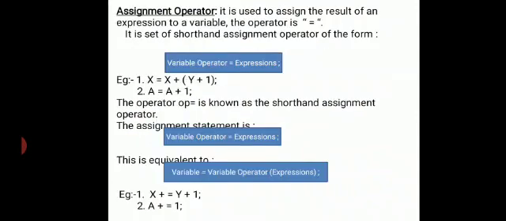Assignment operator. It is used to assign the result of an expression to a variable. The operator is equals to. It is a set of shorthand assignment operators of the form variable operator equals expression. The below example shows x equals x plus, open the brackets, y plus 1. Second one is a equals a plus 1.